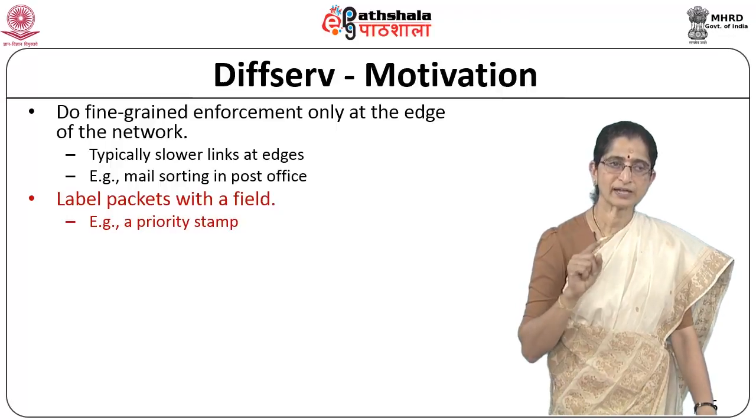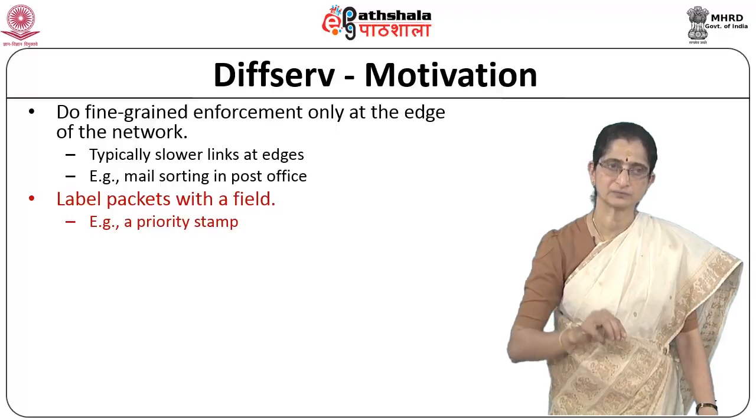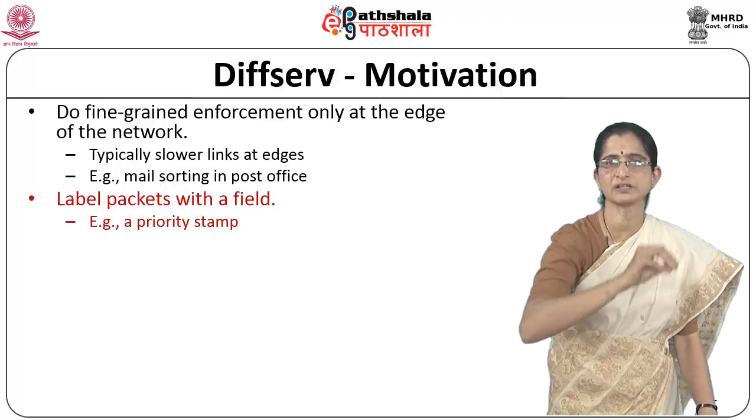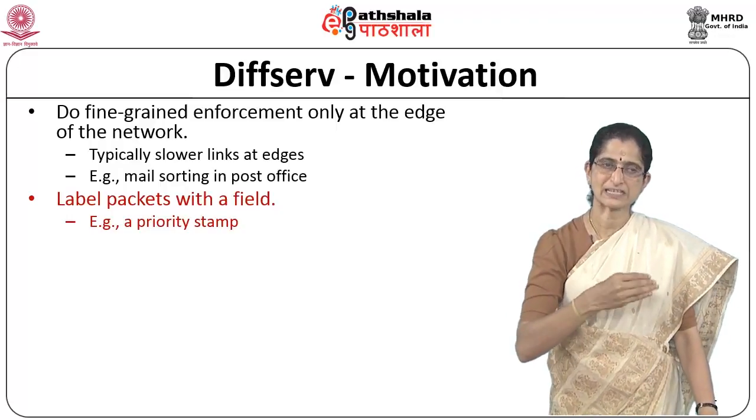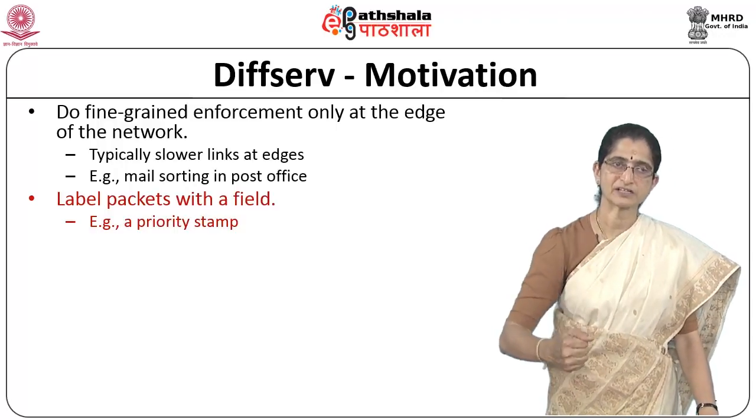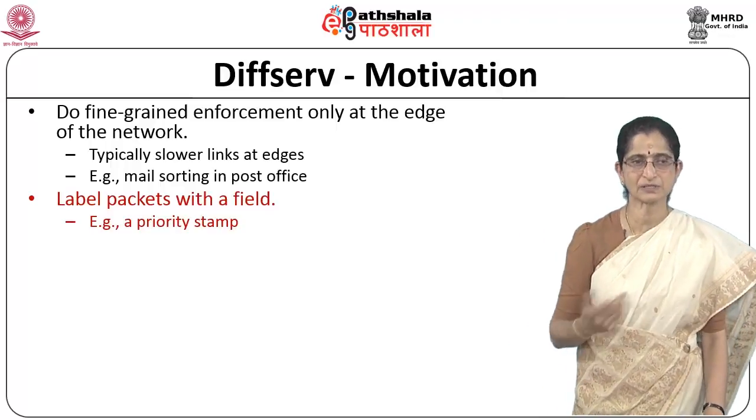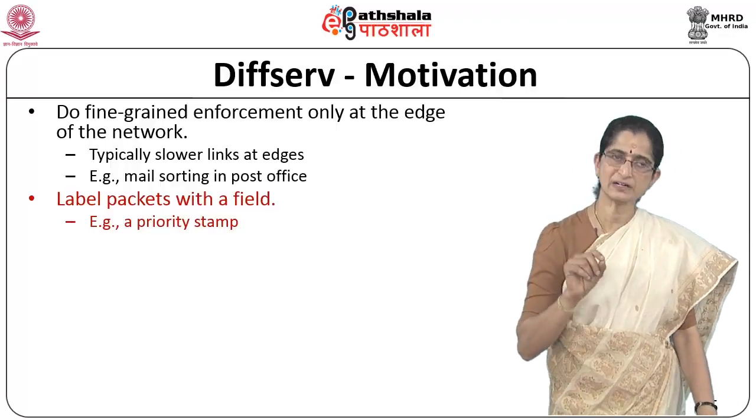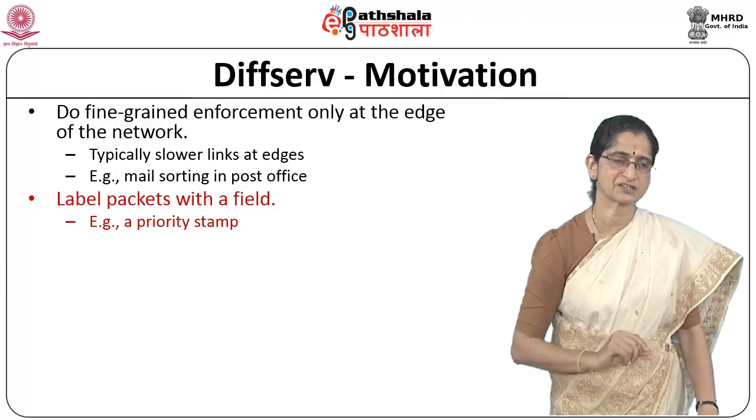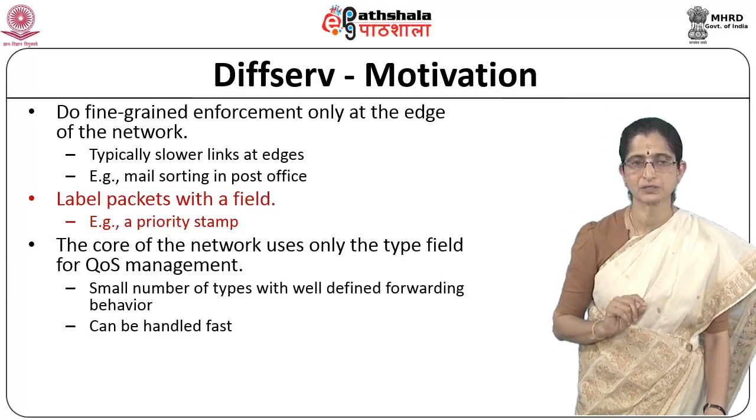The second thing is you would like to label packets with a field, so that once you have labeled it at the edge, you do whatever classification you want at the edge and label it. It is like putting a priority stamp on a mail and sending it. So, if you label a packet with a field, we would like to do all the processing just based on that single label. That is one other concept that we would like to use.